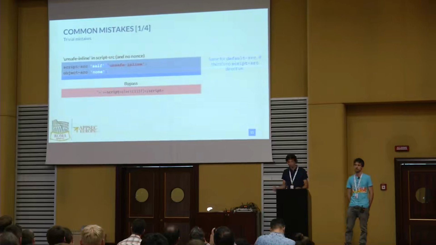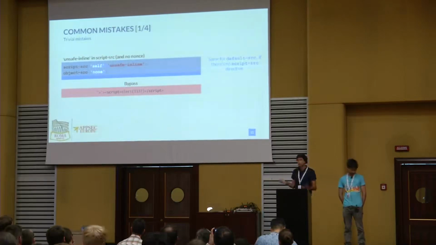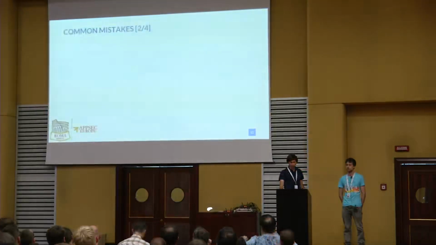So an attacker could just inject something like that, like a normal attack XSS string, right? It's like if CSP wouldn't be there. Same for default-src if there's no object-src. So this is trivial, right?